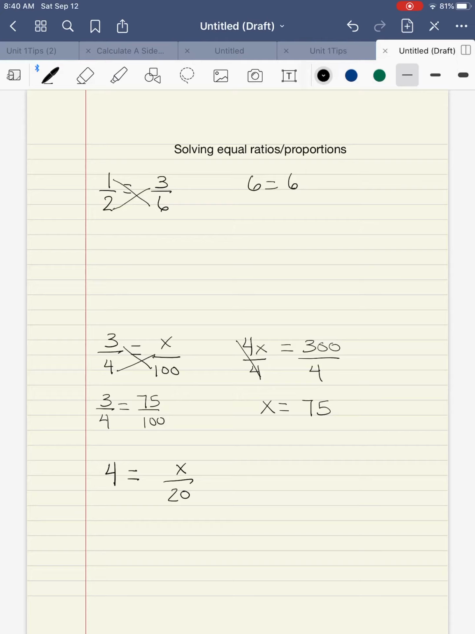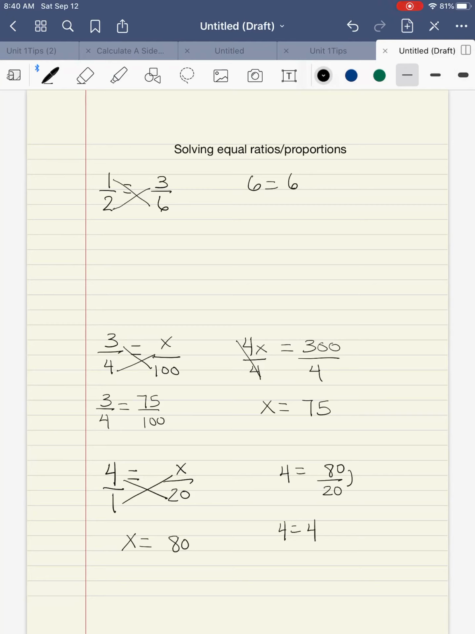So if we got something set up like this, which happens quite commonly when you're using a trigonometry ratio, I've got the whole number 4 equals x over 20. What's great about whole numbers is that we can make them into fractions over 1. It does not change the value of the whole number 4. And I can do my 1 times x now, which is just 1x, and 4 times 20, which is 80.